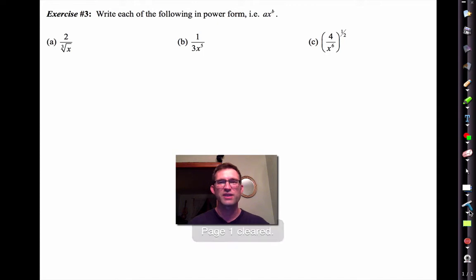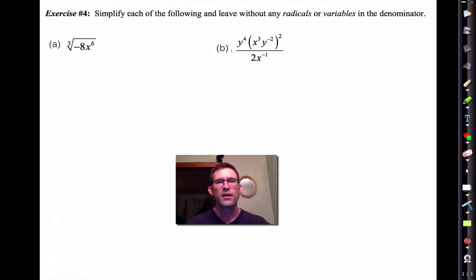Let's move on to exercise 4. Ooh, simplify each of the following and leave without any radicals. So I don't want any square roots or cubed roots or anything like that. And I want no variables in the denominator. So negative exponents are okay. Fractional exponents are okay. But variables in the denominator in this problem, or radicals, i.e. square roots, cubed roots, fourth roots, etc., are not okay.